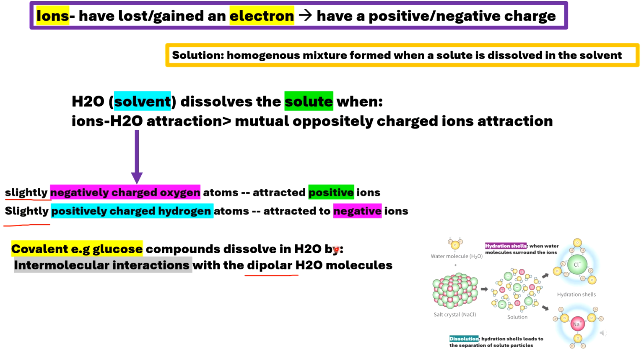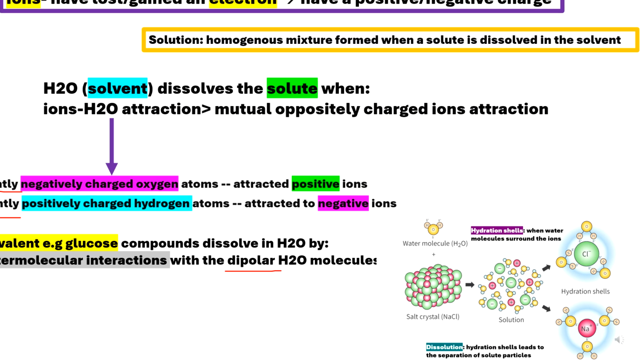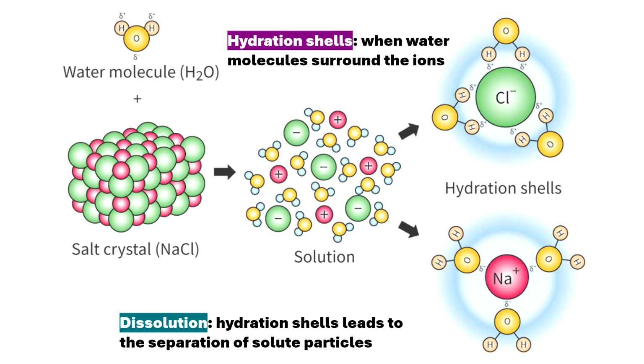Now, we're going to go back to why the ions can dissolve in water and when they dissolve with this diagram here. Now, this salt crystal contains Na+ sodium and Cl- chloride. Now, there's a positive ion and a negative ion, and this causes electrostatic attraction, forming this salt crystal.